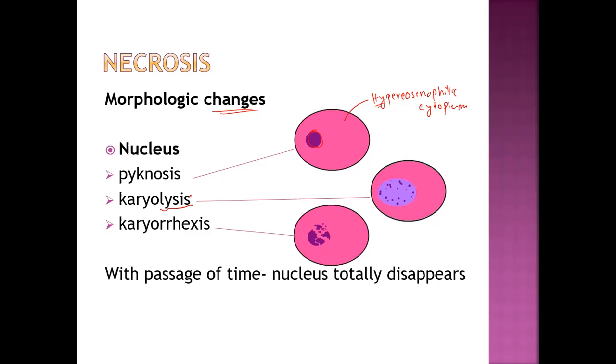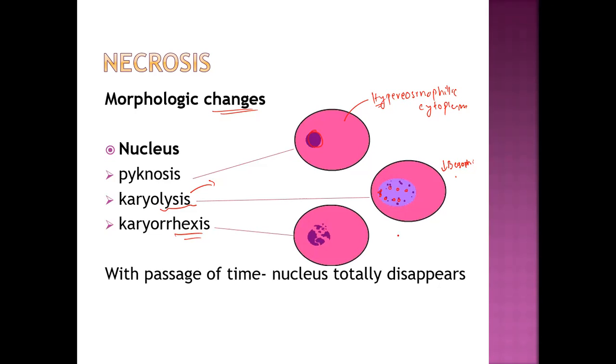The term lysis means there is a breakdown. Means in this the nucleus is broken down into small parts which may disappear after some time, and this causes a decrease in basophilia and an increase in eosinophilia. And karyorrhexis is the fragmentation of the nucleus.